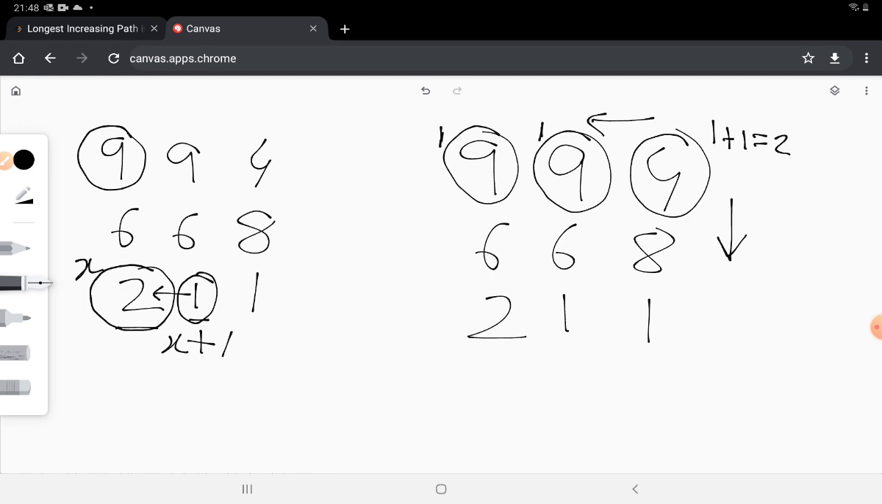So from 4 we could also move to 8, right? We can move over here. Do we know what is the longest increasing path from 8? Not yet. So let's explore now for 8. To where all can we move from 8? It is larger than all its neighbors, so no place to move from 8. So the longest increasing path is just 1 at 8.